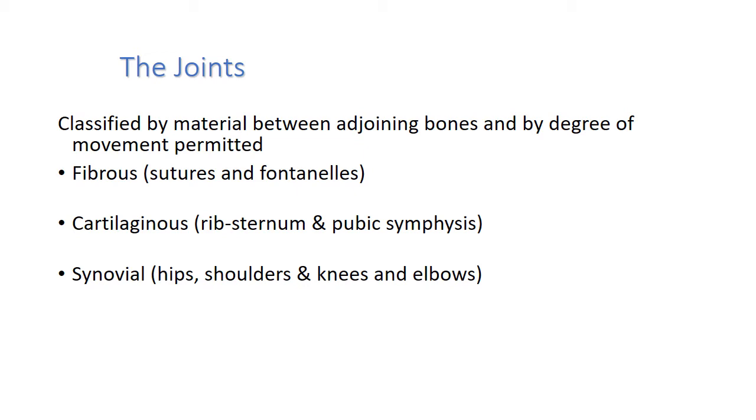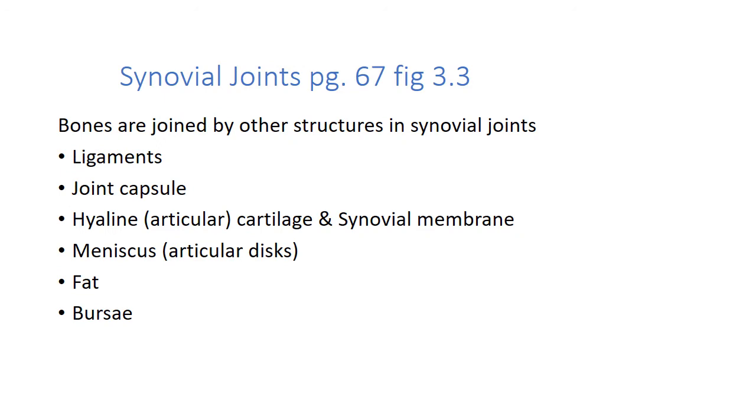Synovial joints are the most complex and the most movable joints in the body. Examples are the hips and shoulders, and the hips and shoulders are actually known as ball and socket joints. Basically, you have the head of a bone going into a socket to make the joint. Knees and elbows are a different type of synovial joint, and these are called hinge joints. There are several different types of synovial joints, and they're classified by their structure. They're classified by how much they allow the joints to move.